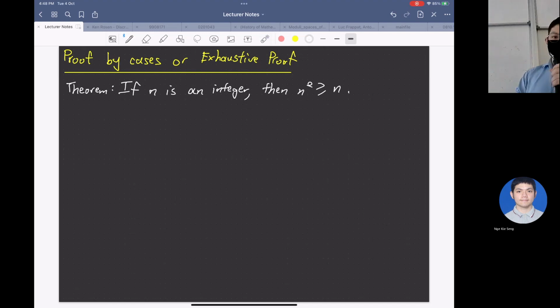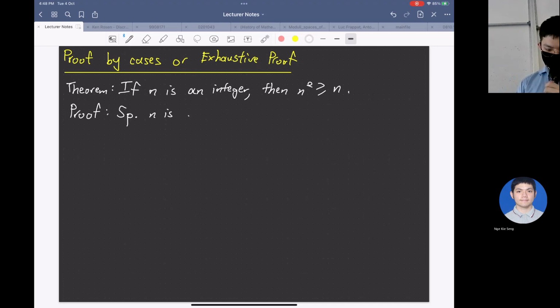So first of all, do you think this statement is true? Maybe you can convince yourself first whether this statement is okay or not. So let's say we put 2. So 2 squared is greater than or equal to 2. How about -1? -1 squared is greater than or equal to -1. Okay, looks good.